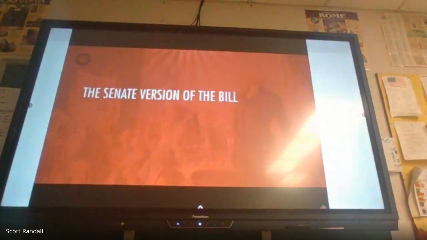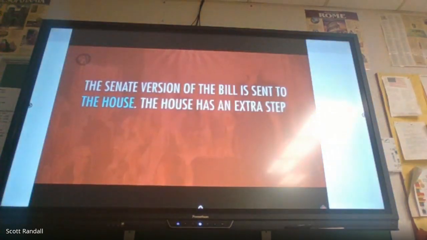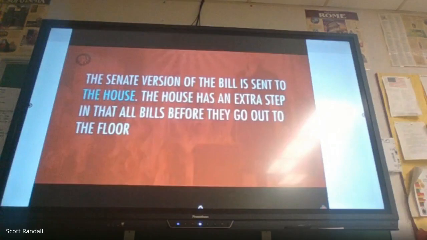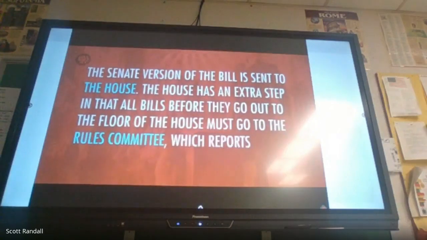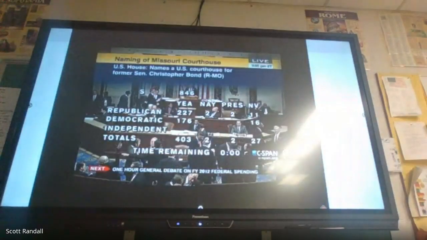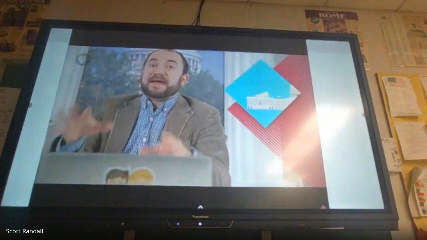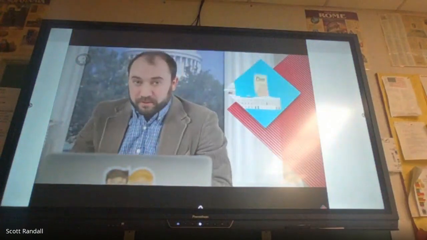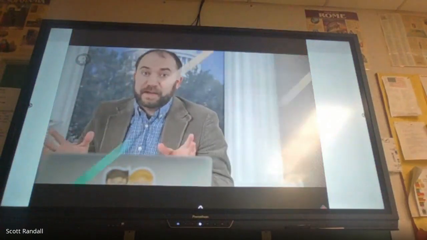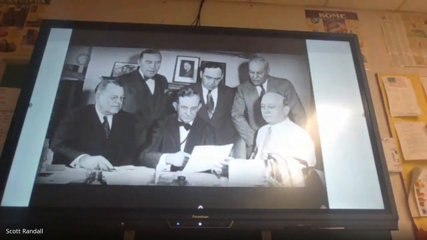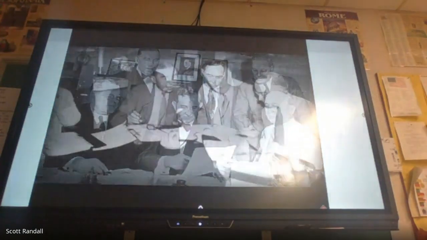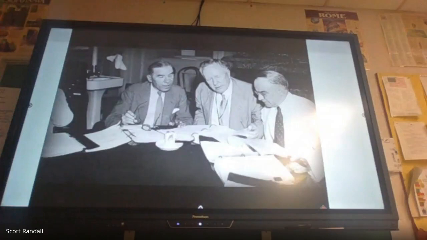The Senate version of the bill is sent to the House. The House has an extra step in that all bills, before they go out to the floor of the House, must go to the Rules Committee, which reports it out to the House. If a bill receives the majority of votes in the House, 238 or more to be exact, it passes. Yay! Now, this is important. The exact same bill has to pass both houses before it can go to the president. This almost never happens, though. Usually the second house to get the bill will want to make some changes to it, and if this happens, it will go to a conference committee, which is made up of members of both houses.